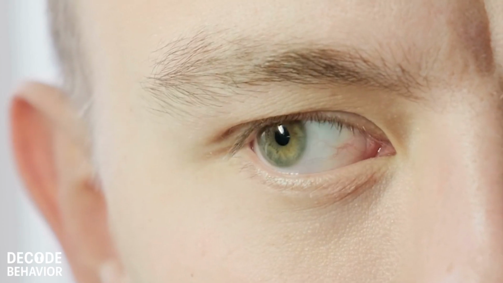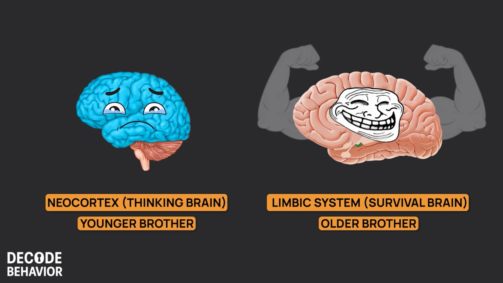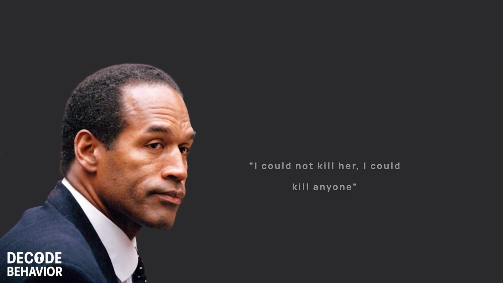And we know that liars, when they are lying, because the big brother is taking over the little brother, shout out to part 1, you'll understand what that means, we're often going to gesture at the wrong time when making a statement. You'll see O.J. Simpson do this when saying, I could not kill her.